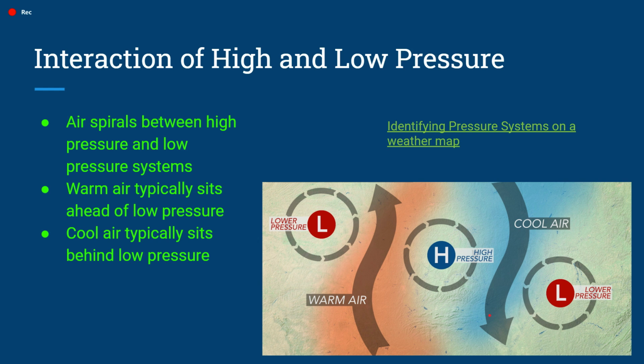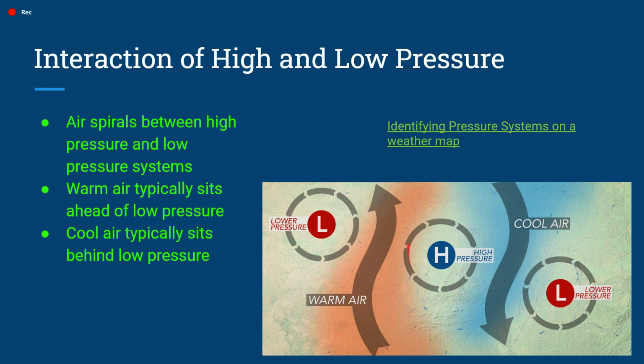So what really changes our weather is the interaction of high and low pressure. There's a lot of different things that come together when we discuss where low pressure is in relationship to high pressure and what that means for our weather. So air spirals between high pressure and low pressure systems. Remember, you worked on this with your Gizmo, and we discussed how air in high pressure moves clockwise, and in low pressure the air moves counterclockwise. So you have a counterclockwise motion of air with a low pressure system and a clockwise motion with a high pressure system.